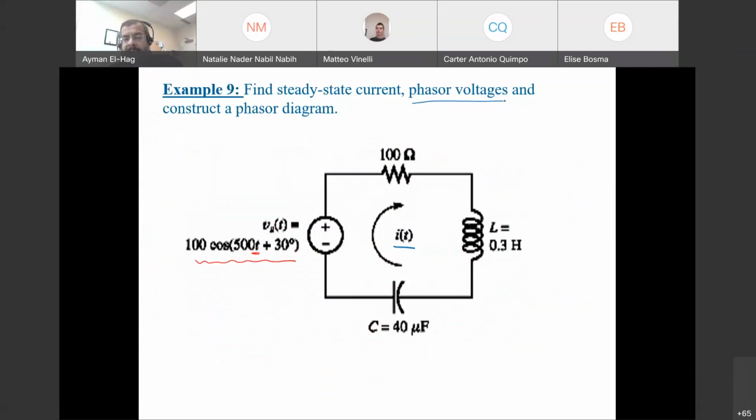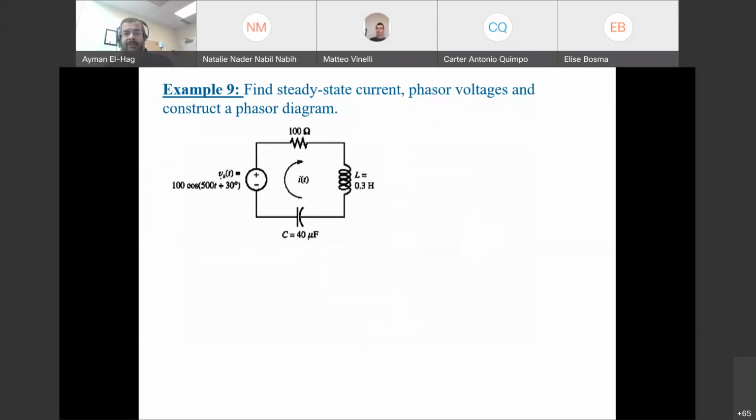Phasor voltages. So we want to find the phasor voltages. Basically we have four voltages: V supply or VG, VR, VL, and VC. And construct a phasor diagram. So we want to find the phasor diagram as well for this.